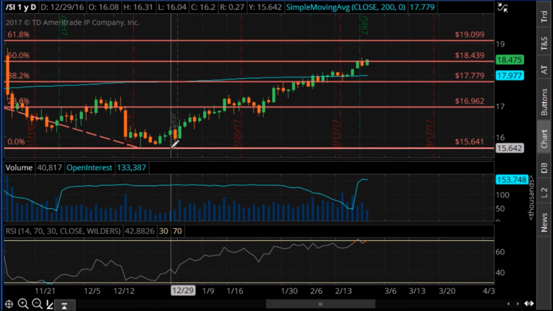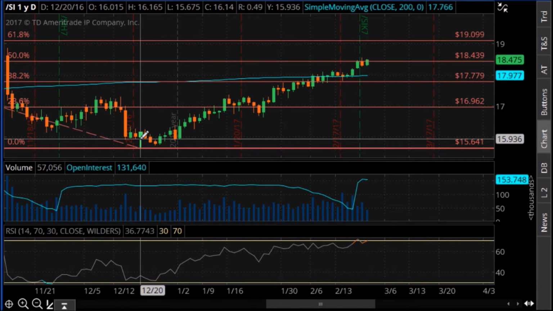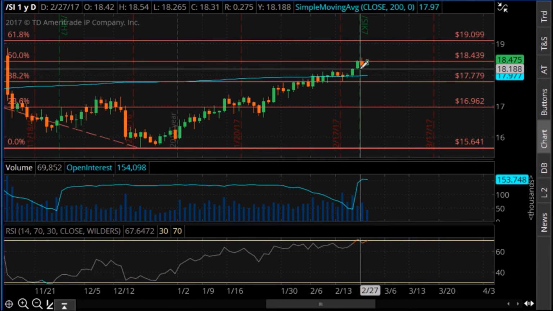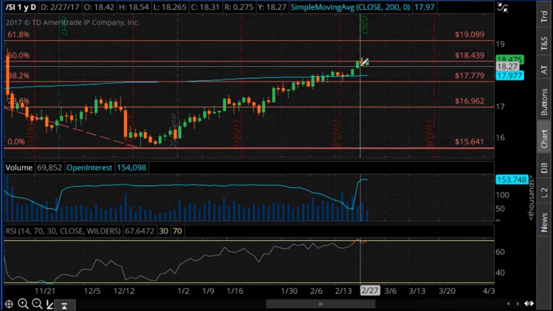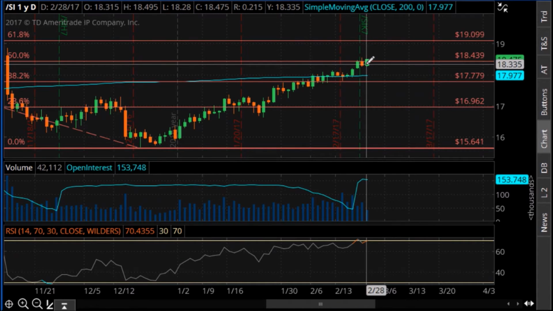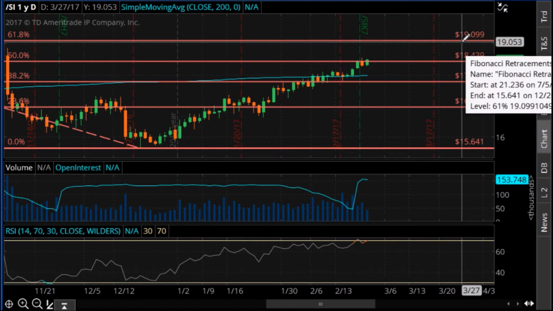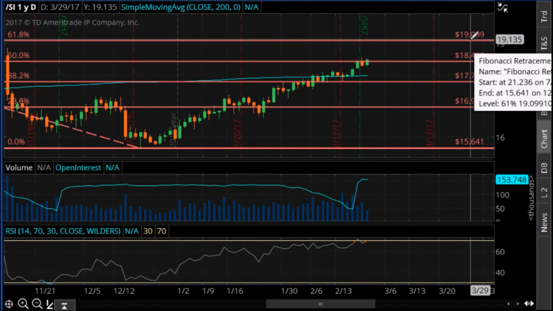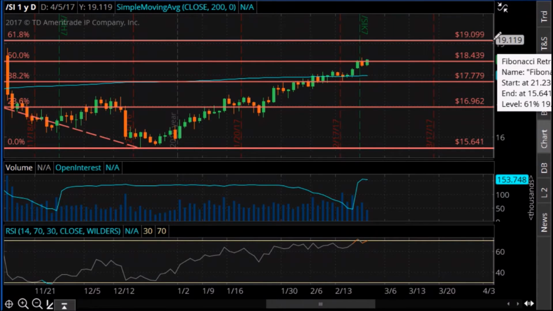What we see here is that after a low of approximately 1568 on December the 20th, the market has risen to where we are at 1847. That's a pretty substantial move in a short period of time, but even though the market is overbought, it still has some room to run, potentially reaching the 61.8% retracement of 1909, 1910.